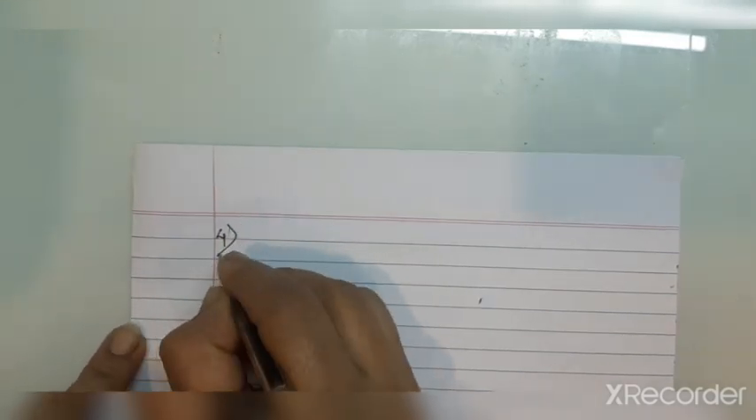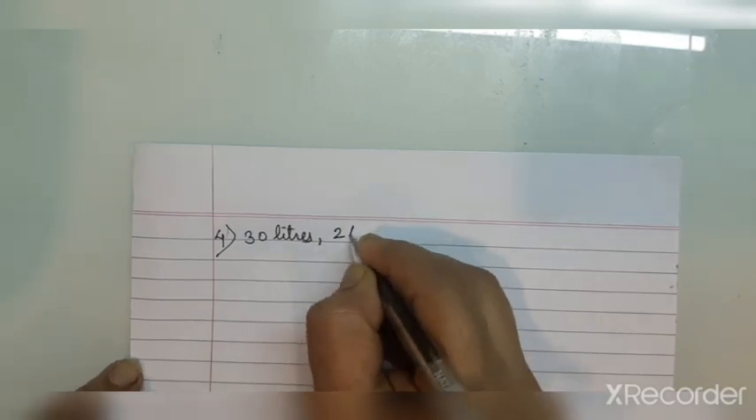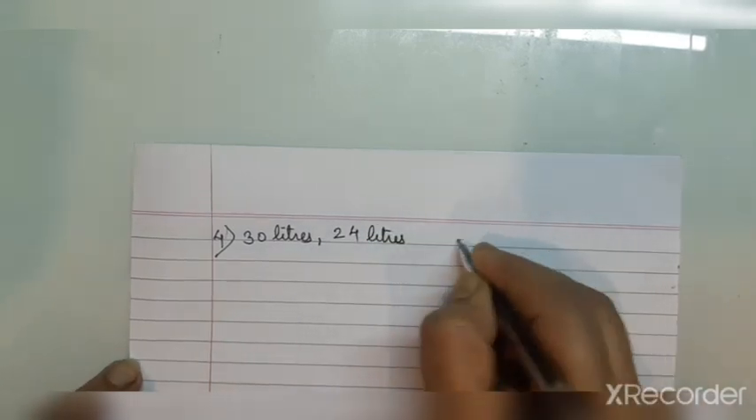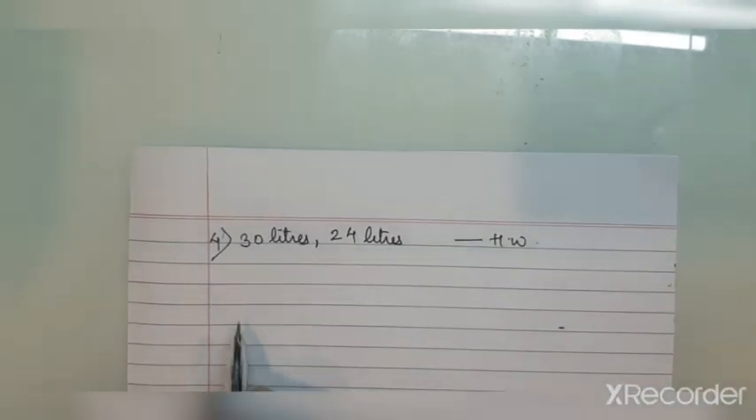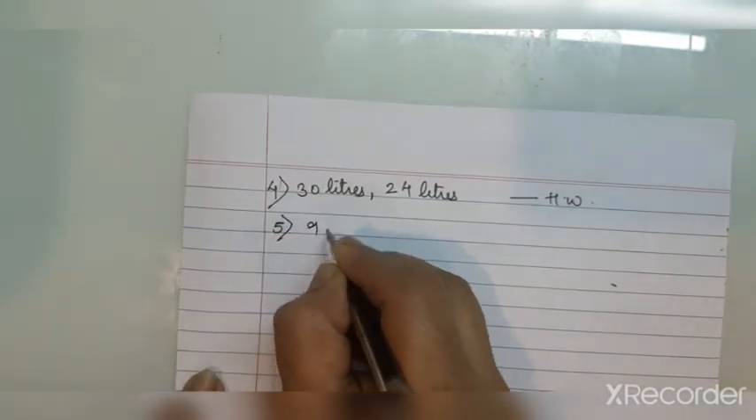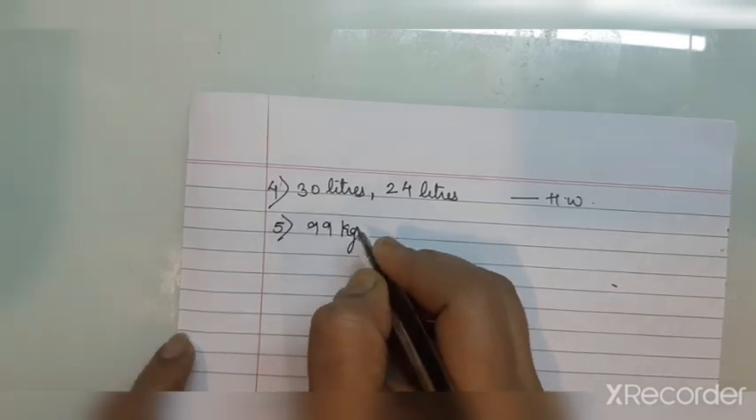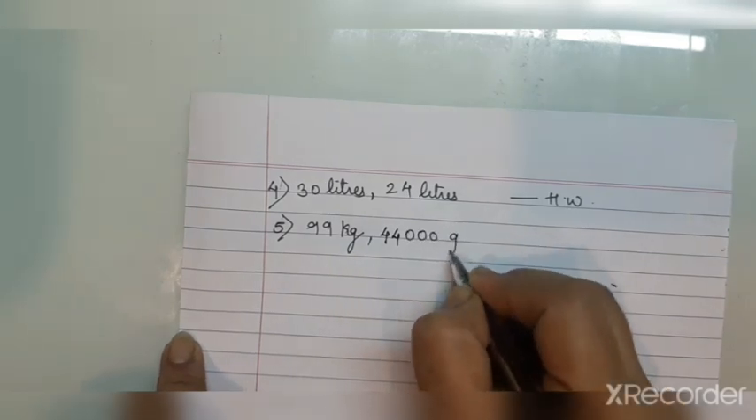Okay, now we will take the fourth one. Fourth is 30 liters and 24 liters. This is also for homework because this is simple. Both are liters, so you will just write 30 liters upon 24 liters and see by which number it is divisible. Okay, now going to the fifth sum. Fifth is 99 kg and 44000 grams.